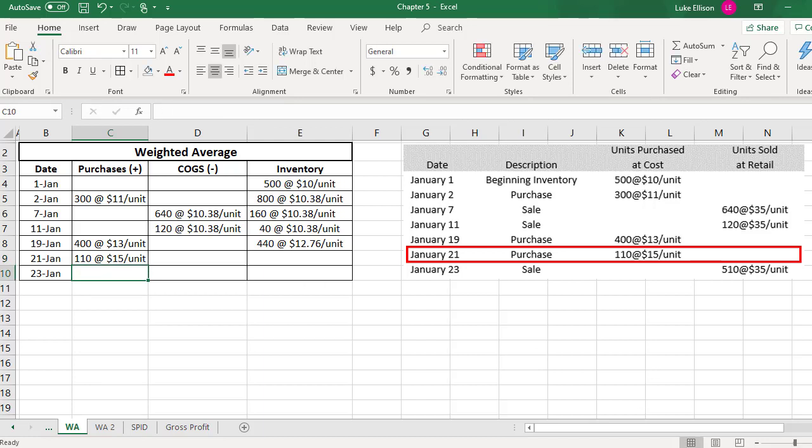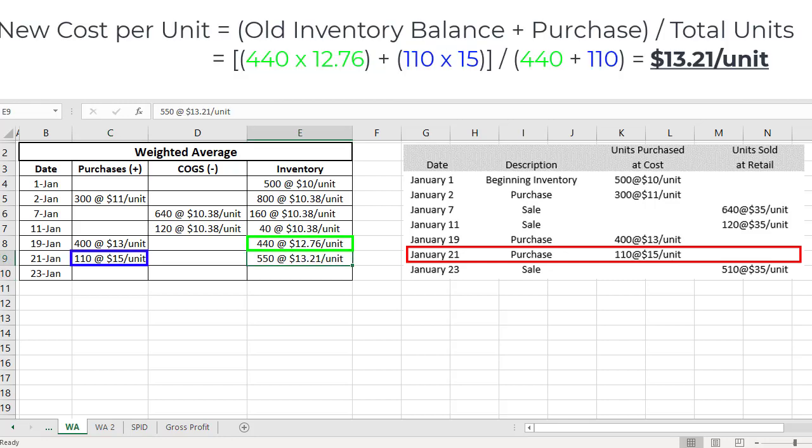Moving on to the inventory column, we had a purchase, so we need to calculate a new cost per unit of inventory. This might be a good time for you to pause the video to see if you can calculate the new cost yourself, so I'll give you a moment to try it out. Okay, now that you've given that a try, the correct inventory balance for January 21st is 550 units at $13.21 per unit. The work is on the screen if you got stuck.